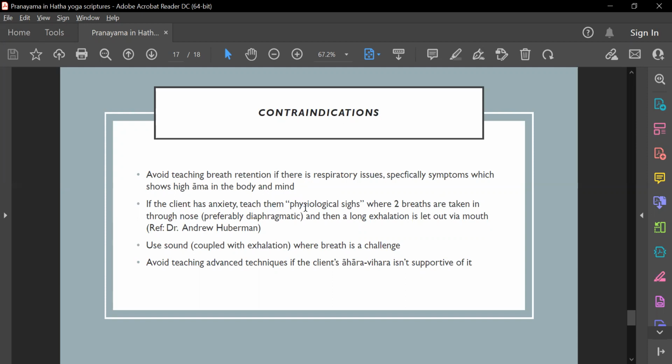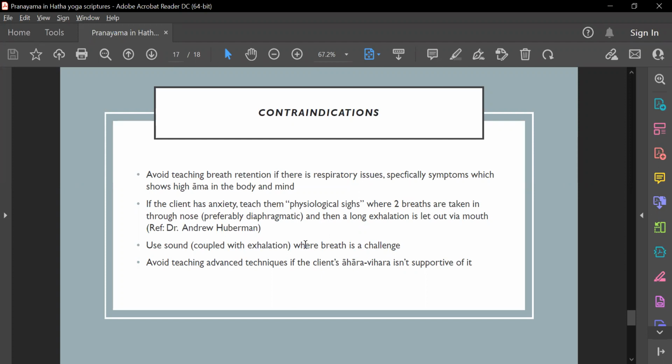And this physiological sigh, which I spoke about, can be quite helpful, even in the cases of respiratory issues. So again, the duration of the inhalation can be shorter, of course, but the breaths that are let out can be made slightly longer.